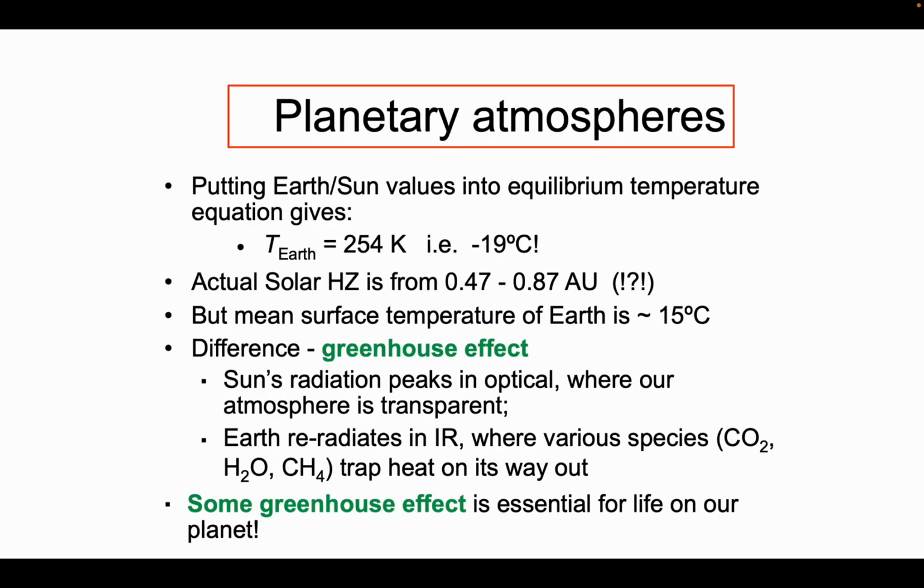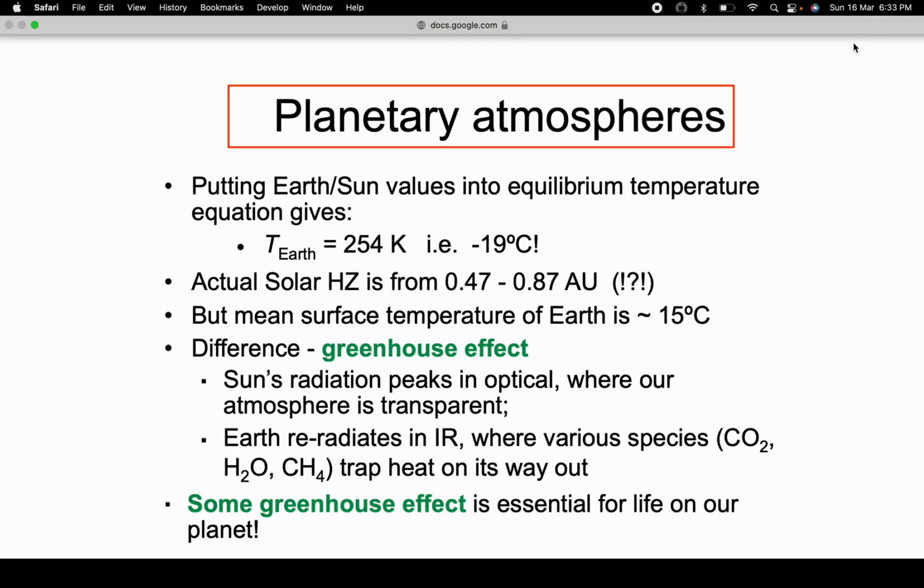Now another key thing to discuss is the planetary atmosphere. We can put Earth-Sun values into the equilibrium temperature equation, which gives T Earth equals 254 Kelvin, that is minus 19 degrees Celsius. The actual solar habitability zone is from about 0.47 to 0.87 astronomical unit, but the mean surface temperature of Earth is 15 degrees Celsius. So why is the observation different from the calculated value?